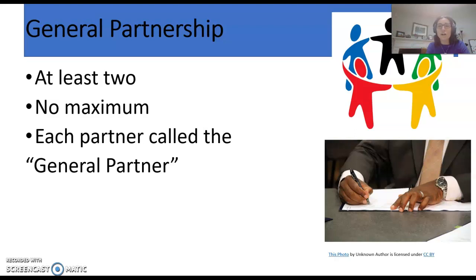Each partner is called a general partner. Again, take a look at your book to compare the differences between a general partnership and a limited partnership, because in those partnerships, the partners do have different names. But in a general partnership, both partners are called a general partner. Now, I've already said that the general partnership is exactly like a sole proprietorship, except that it's more people. And that's true for a lot of the other characteristics.